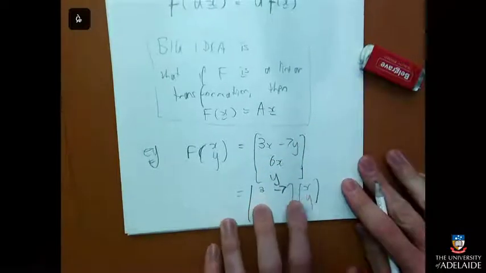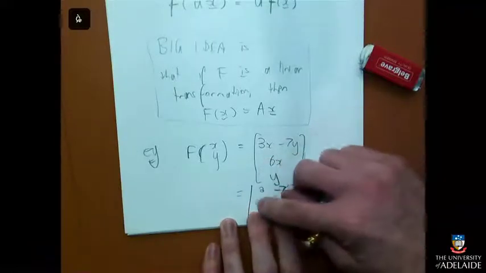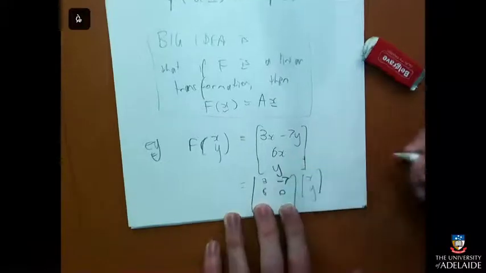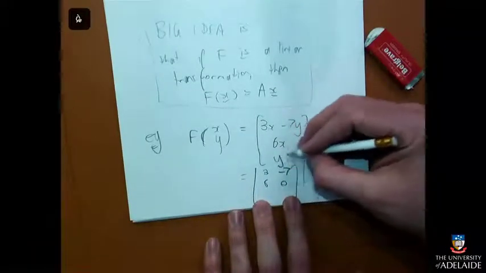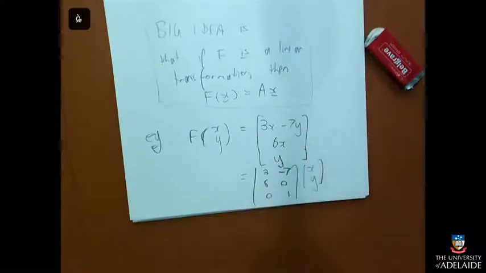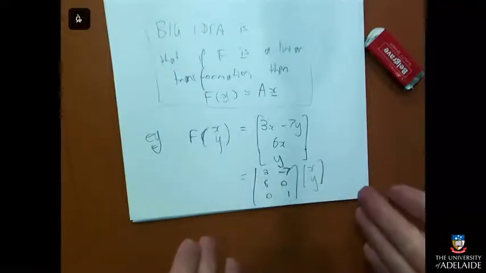And whatever's in this position would have been produced by doing the second row times that. So 6, 0. And whatever's in the third position would have been produced by doing the third row times that, which would be 0, 1. Yay, I wrote it as a matrix. Wasn't that fun? Okay. It's interesting. So I've been able to show that this linear transformation is writable as a matrix.